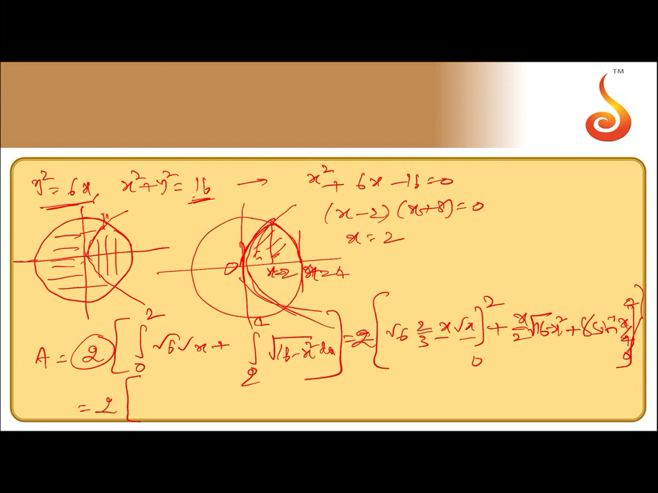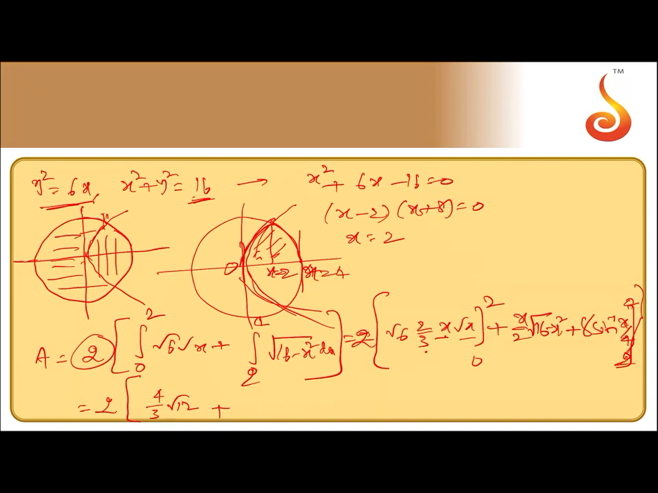So this value, simplifying 6 multiplied by 2 root 12, 2 2s are 4 by 3. 4 by 3 times root 12. Yes, 2 into 2, 4 by 3. Root 6 multiplied by root 2 is root 12. Minus 0, plus. And this is from 2 to 4.